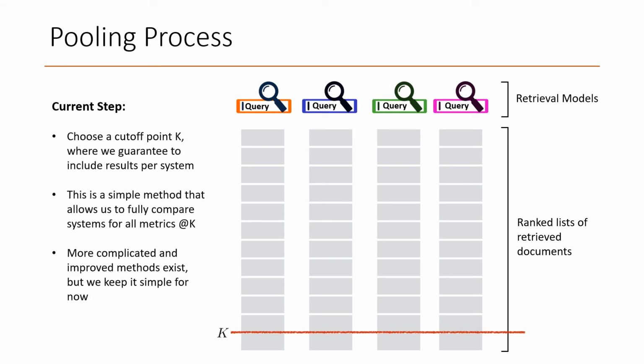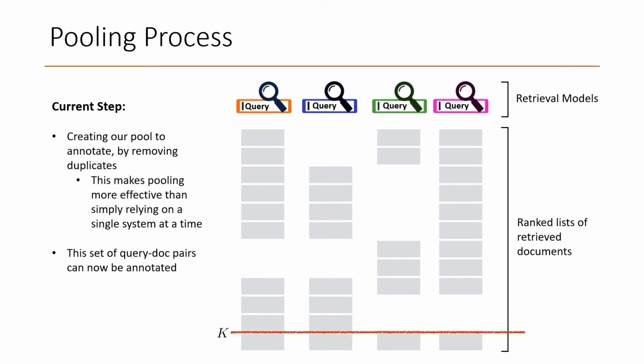Then, after retrieving this ranked list of documents, we choose a cutoff point, K, where we guarantee to include results per system. This is a very simple method that allows us to compare all those systems up to a depth of K. But of course, there are more complicated and improved methods created for pooling at various depths. But right now, we're going to keep it simple.